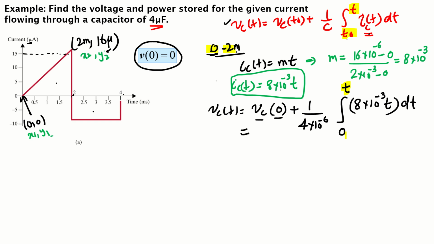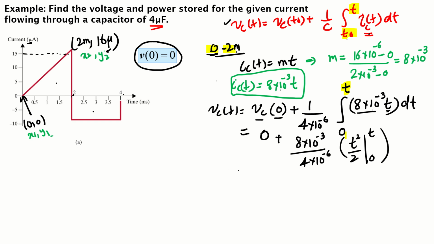So let's plug in the numbers here. Voltage is 0, plus this 8 times 10 power minus 3 is a constant, so we can take it outside, divided by 4 times 10 power minus 6. And now we are left with what? t. What is the integration of t? That will be t square divided by 2. Put up the limits, 0 to t. All right, let's simplify this one. This 2 will come outside, so this will become 4 times 2, 8. So 8 and 8 will be cancelled. So we have 10 power minus 3, and the 10 power minus 6 will come on top, so it will become basically 10 power 3.